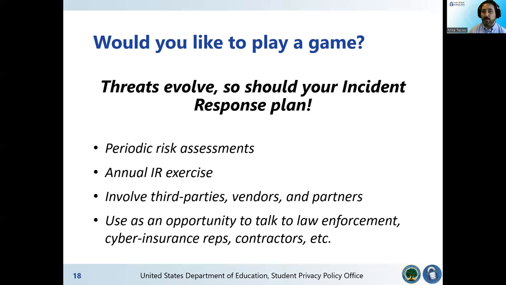Because the last thing that you want as an organization is for the first time you find out there's a problem with your incident plan to be in the midst of an actual cyber incident or a data breach, when you can least afford to have a problem.